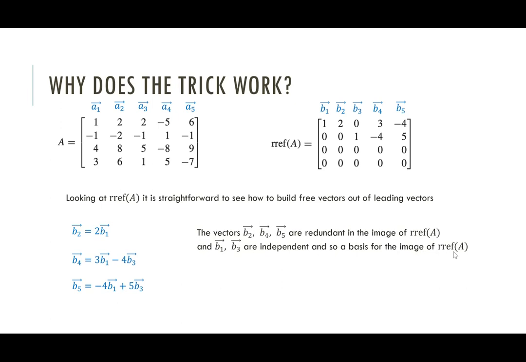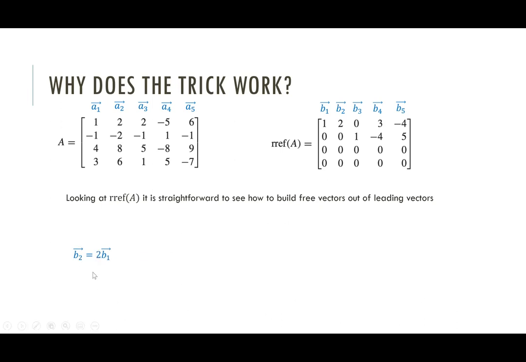Now, you might be celebrating, but hold your horses. In general, the image of your original matrix A is not the same as the image of the reduced row echelon form. But let's look again at this first relationship. B2 is equal to 2B1. Well, let's rewrite that as 2B1 minus B2 equals 0.